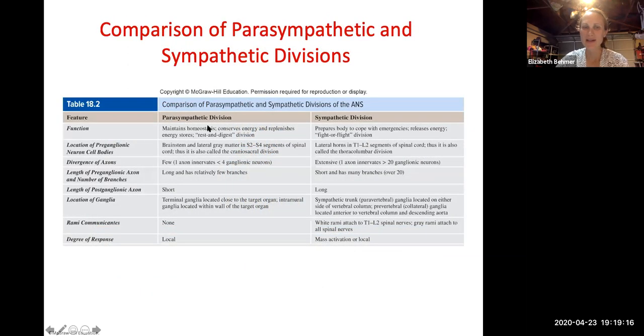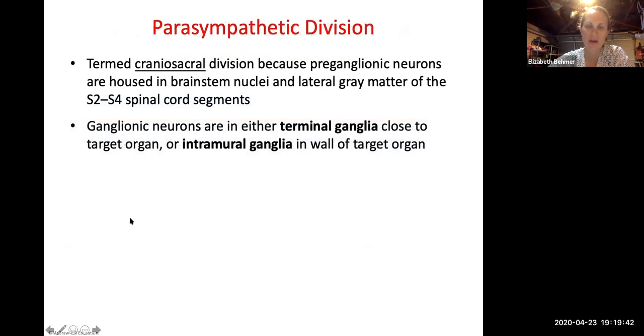Here is a comparison. The function of each: rest and digest, parasympathetic, fight or flight, sympathetic, where the neuron cell bodies are located, and a little bit of the degree of response. But all you need to know, again, focus. I know there's really weird information in this chapter that's probably really abstract. So that's why I try to make these notes as specific as I can for what you should focus on.